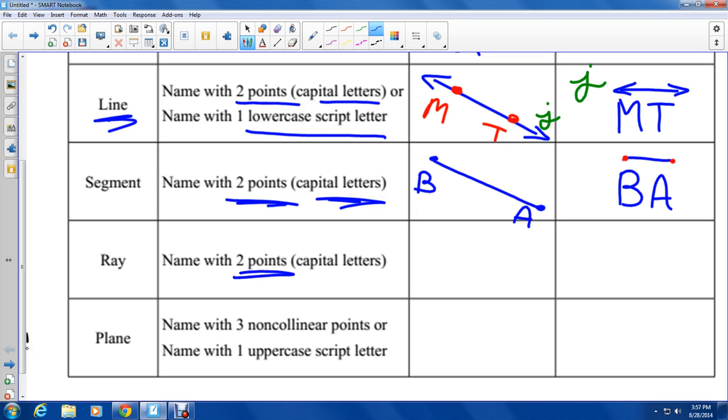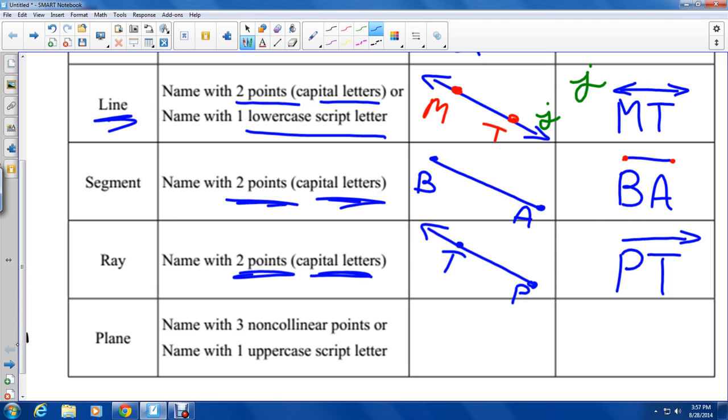How about a ray? 2 points, capital letters. I'm going to draw my ray going up this way this time, and we'll label it P and T. So you're going to just grab those two letters, P, T, and you're going to put your arrow going to the right, always to the right when you're naming a ray. Always. I know the ray is going a different direction. That's fine. It does that, but your naming of it, PT, has to go left to right like that.